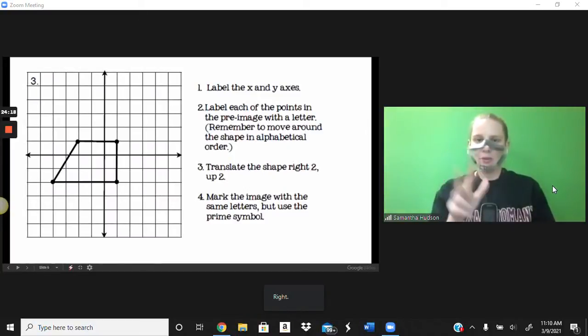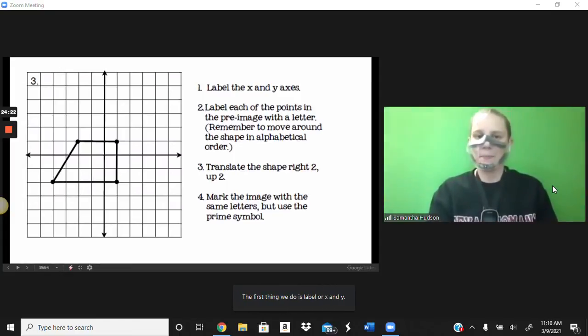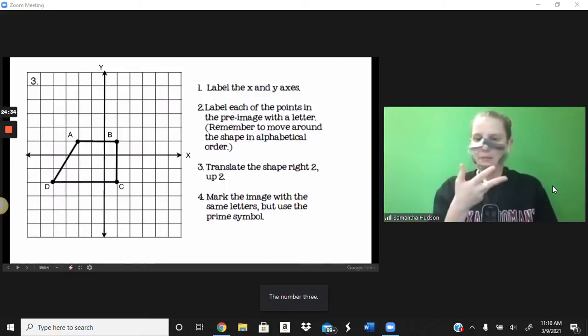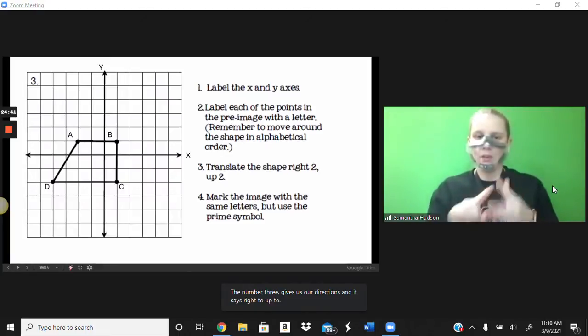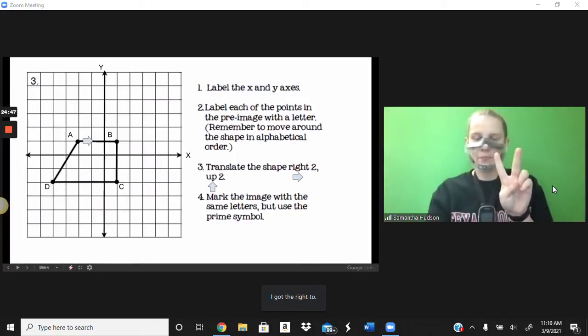All right, number 3. So the first thing we do is label our X and Y. Then we need to label our shape. So A, B, C, and D. The number 3 gives us our directions, and it says right 2, up 2. So I'm going to start with A. I'm going to go to the right 2 and up 2.